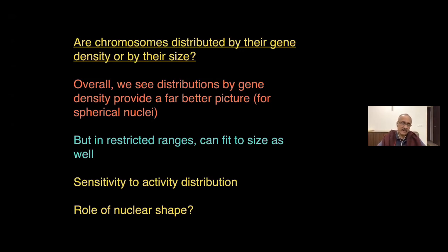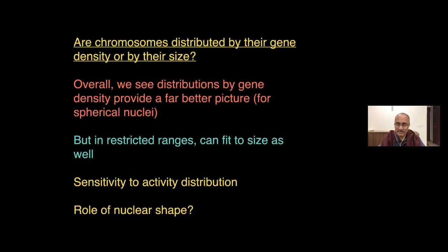Something that I think is important in the interpretation of the experimental data is the role of nuclear shape. Much of these experiments are done on somewhat flattened nuclei, whereas all of the theory, all of the simulations are done on spherical nuclei. And so mapping one to the other becomes somewhat more difficult.